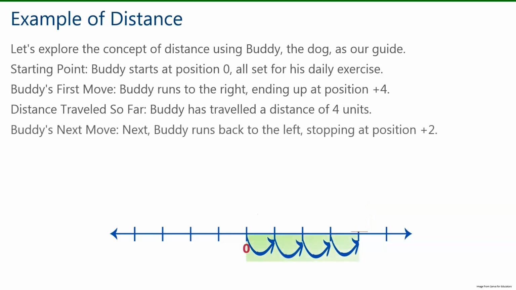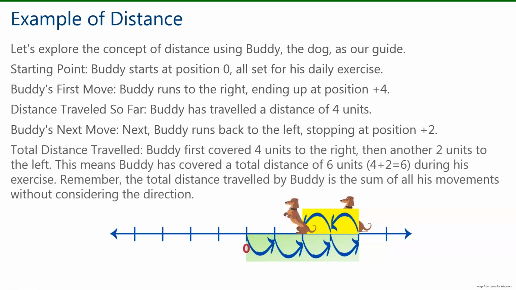Buddy's next move is to run back to the left, stopping at position +2. What was Buddy's total distance traveled? Well, Buddy first covered 4 units to the right, then another 2 units to the left. This means Buddy has covered a total distance of 6 units. 4 units plus 2 units gives us 6 units during his exercise. Remember, the total distance traveled by Buddy is the sum of all his movements without considering the direction.